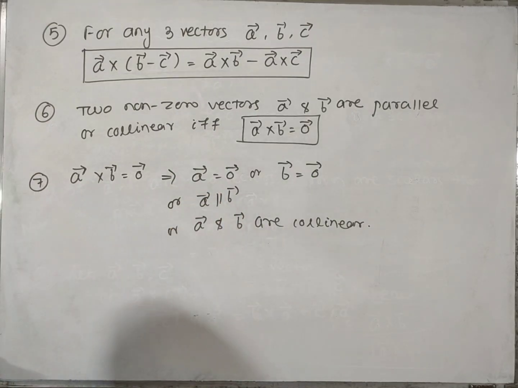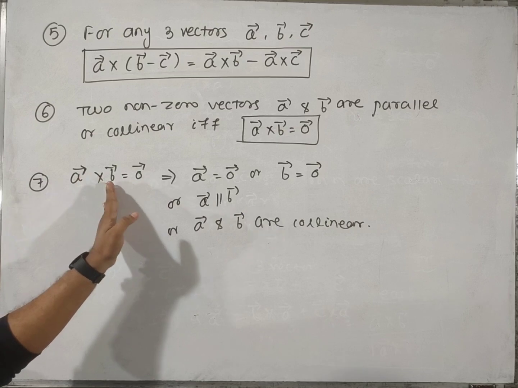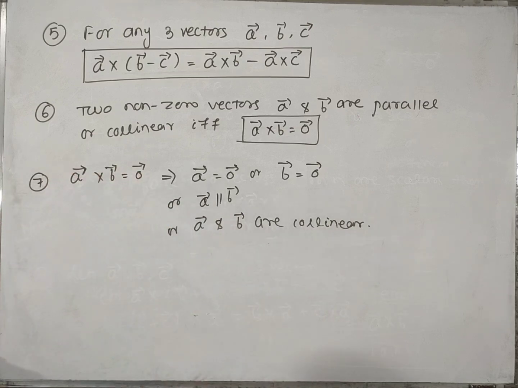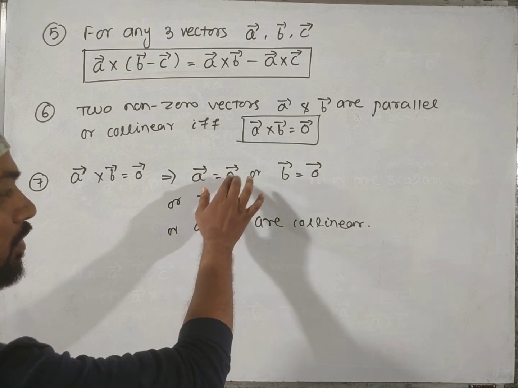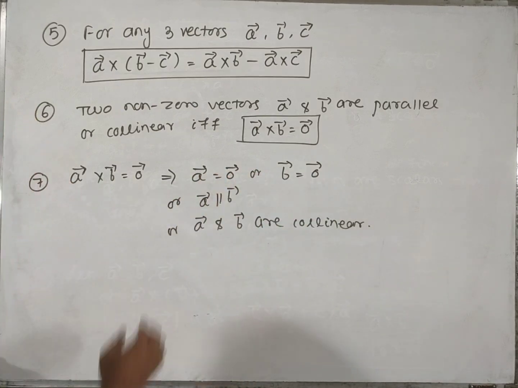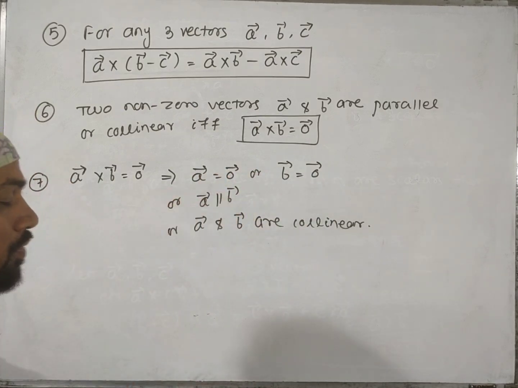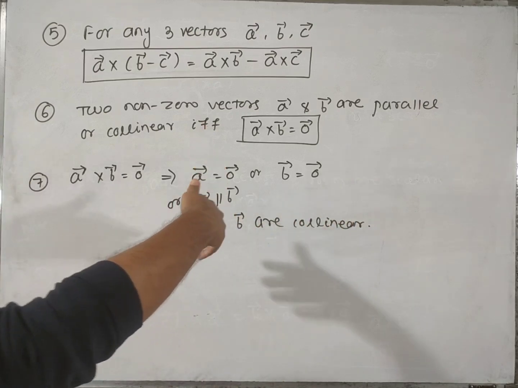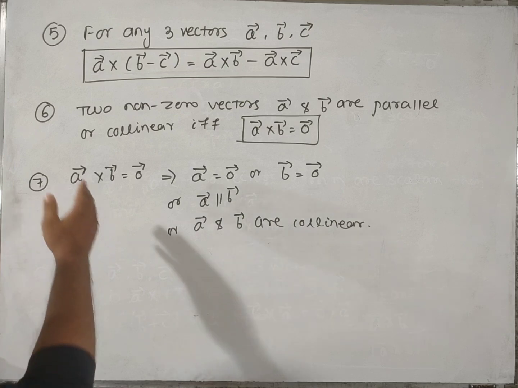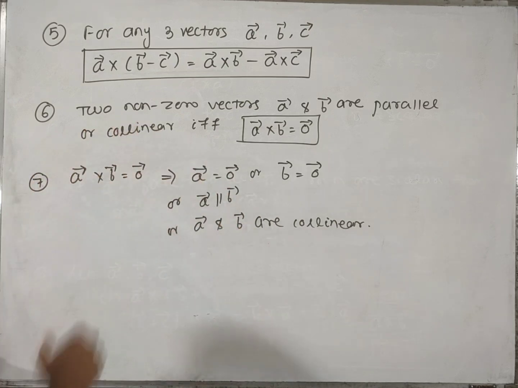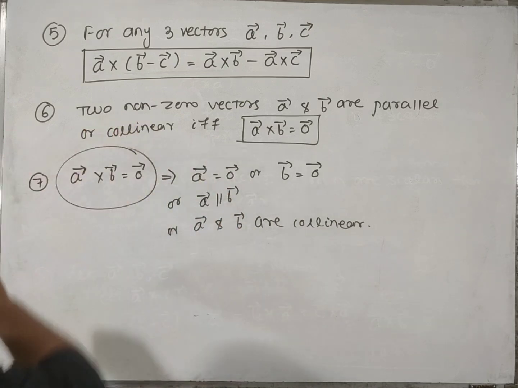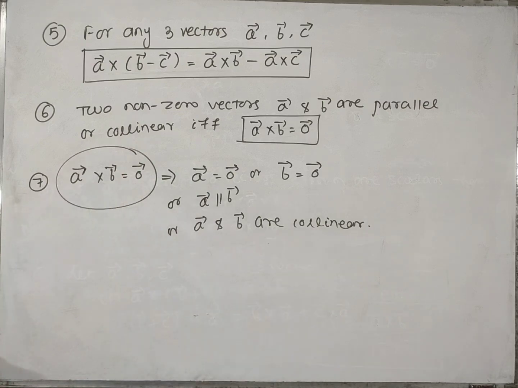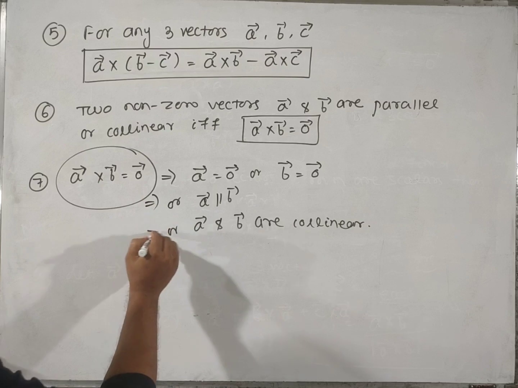And in the seventh one, a vector cross b vector is equal to zero vector. It is given to you. That means we can find out a vector is equal to zero vector, or b vector is equal to zero vector, or a vector is parallel to b vector, or a vector and b vector are collinear. So these are the three options we have. From this given data, a vector product with b vector is equal to zero vector, we can have three results.